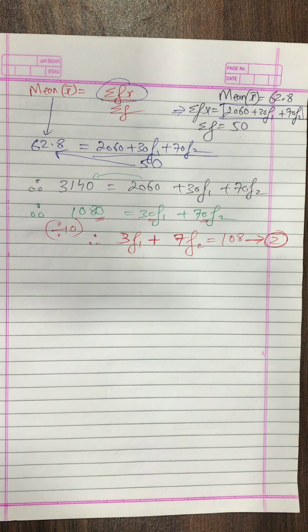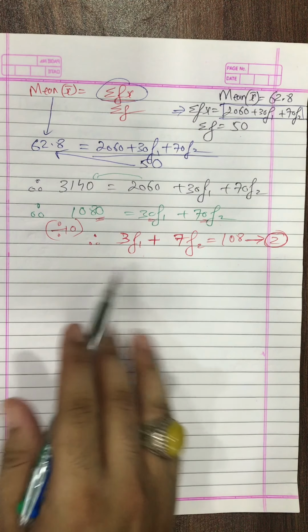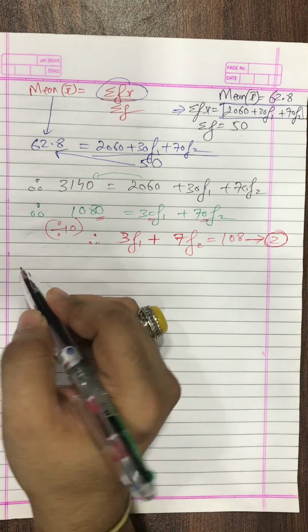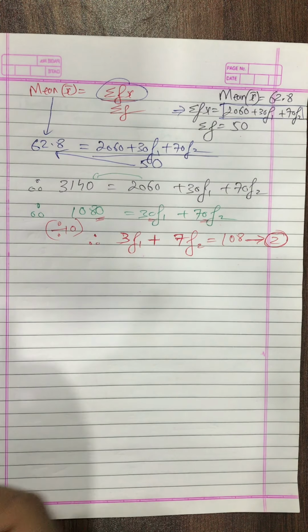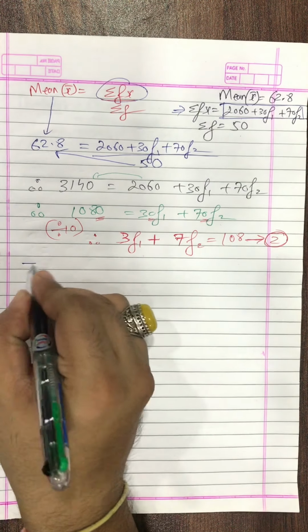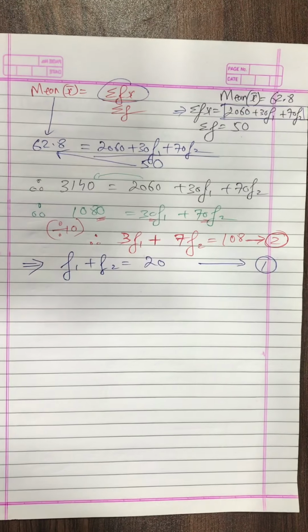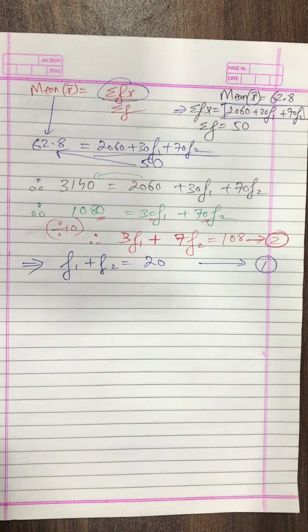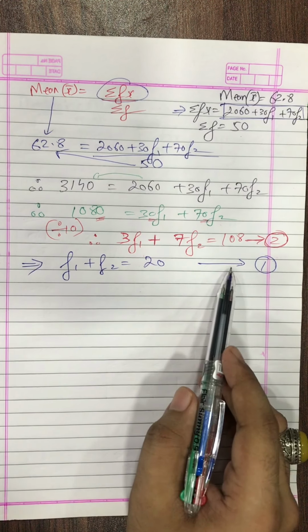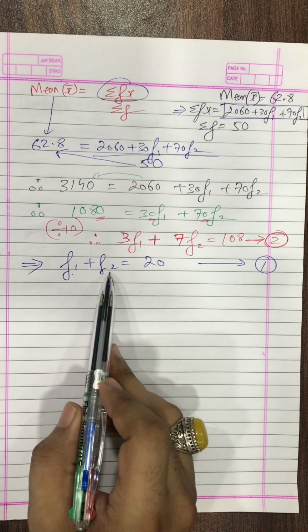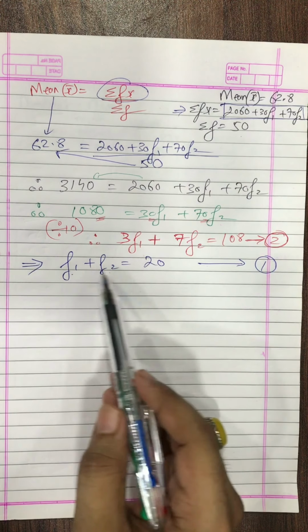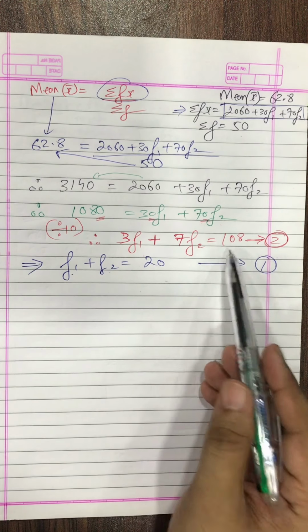Now give me 1 second. Just I'll write over here what was my equation number 1. I'll be writing from the previous page the equation number 1 over here. Okay, students, I have copied from the previous page this equation number 1, what we achieved: f1 plus f2 is equal to 20. So now I got my two equations. I'll be solving them simultaneously.